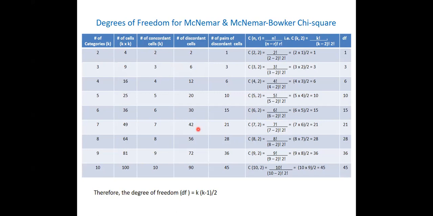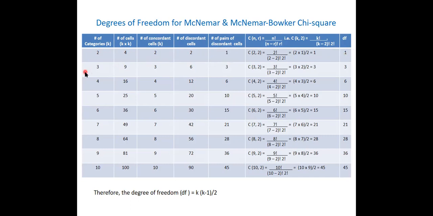We say that we have 2 concordant and 2 discordant cells with McNemar. If you look at the first one, it is actually the McNemar category because there are 2 categories. So we have 4 cells, and the number of concordant cells is 2. The number of discordant cells is 2. The number of pairs of discordant cells is 1 when you pair them. So the degree of freedom is equal to the number of pairs of the discordant cells. Can you see?